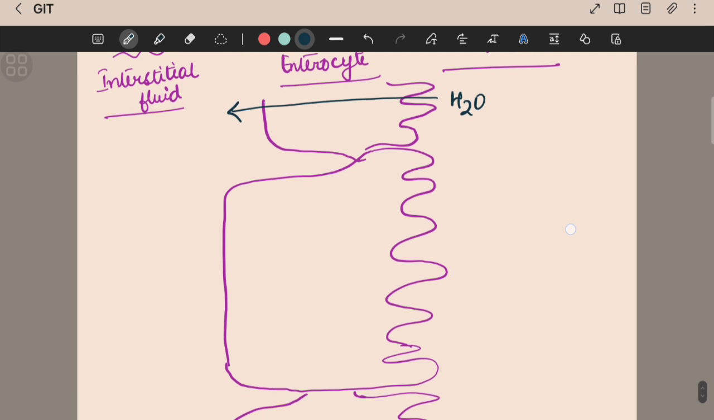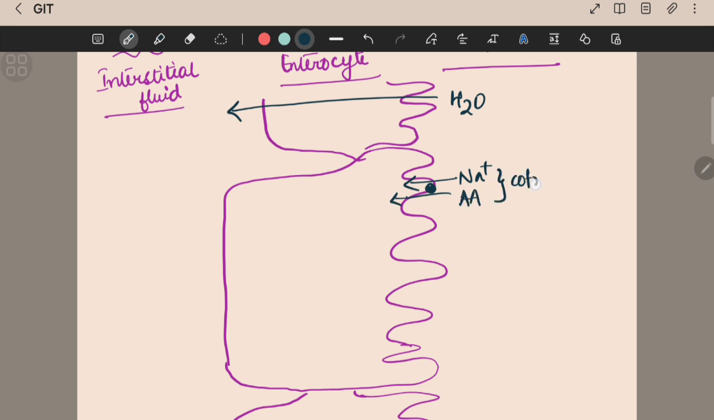Now see, there is movement of sodium. There is a sodium amino acid transporter. So sodium will move inside, and along with that amino acids will also move inside. So this is basically co-transport. At the same point of time, there is a symport. Sodium is moving along with glucose, so glucose is also absorbed. This is called the sodium glucose symport, a co-transport.